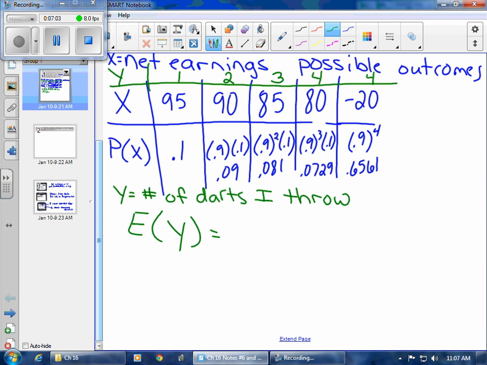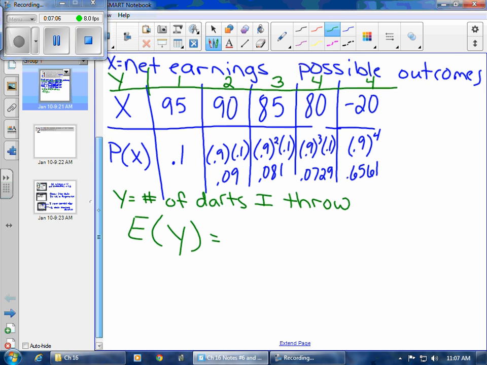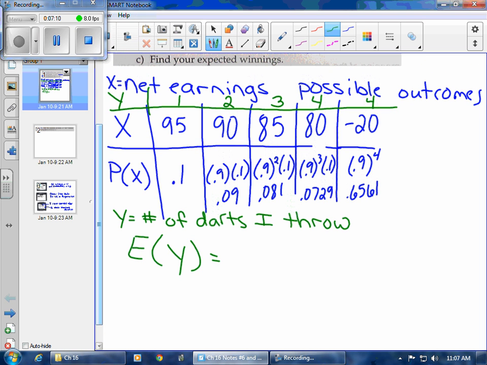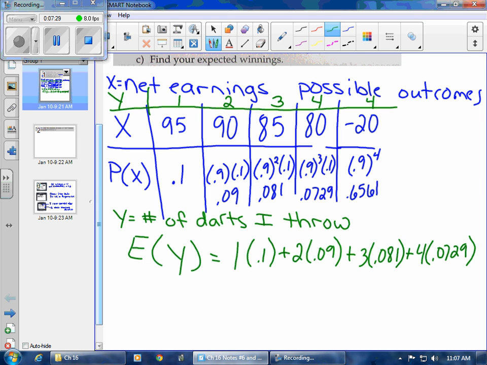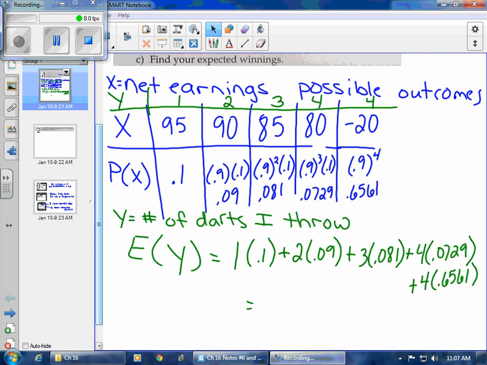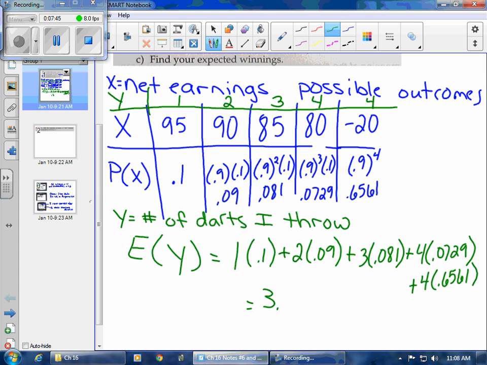Okay, so if I want to know the expected number of darts, what I'm going to do is take my number of darts and multiply times the probability. So I'm going to take the 1 times 0.1, and then add to that 2 times 0.09, add to that 3 times 0.081, add to that 4 times 0.0729, add to that 4 times 0.6561. Okay? So go ahead and calculate that. So you should have gotten 3.439, and this would be the expected number of darts you would throw.